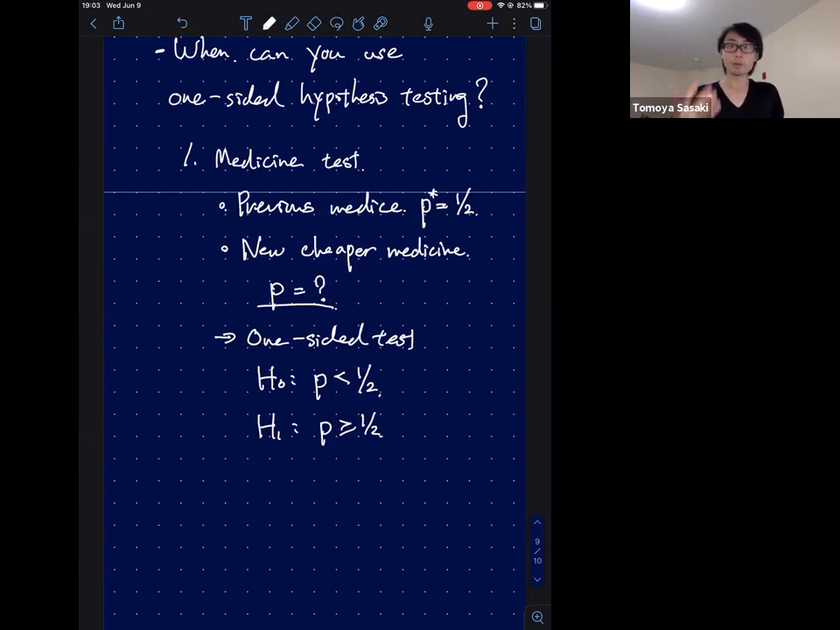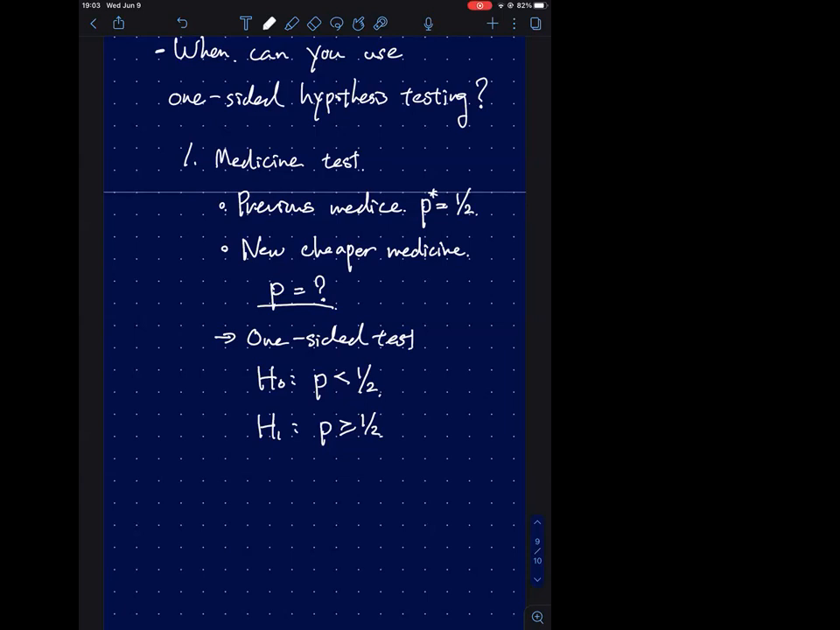So if you want to know whether this new cheaper medicine is better than the previous medicine, you need to do another hypothesis testing, which is a two-sided test. Okay, so I think I just talked. Sorry, Tomoya. Sorry, yeah, go ahead.